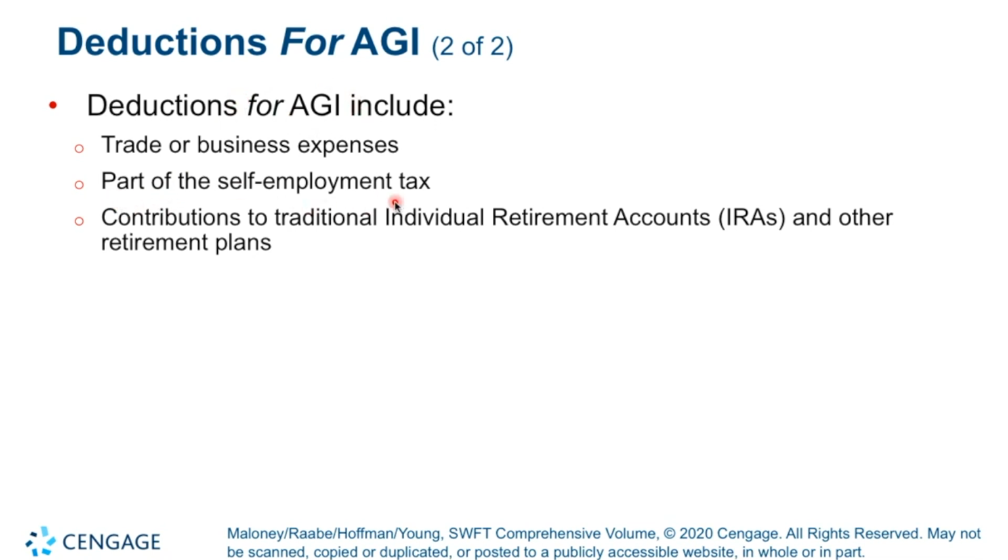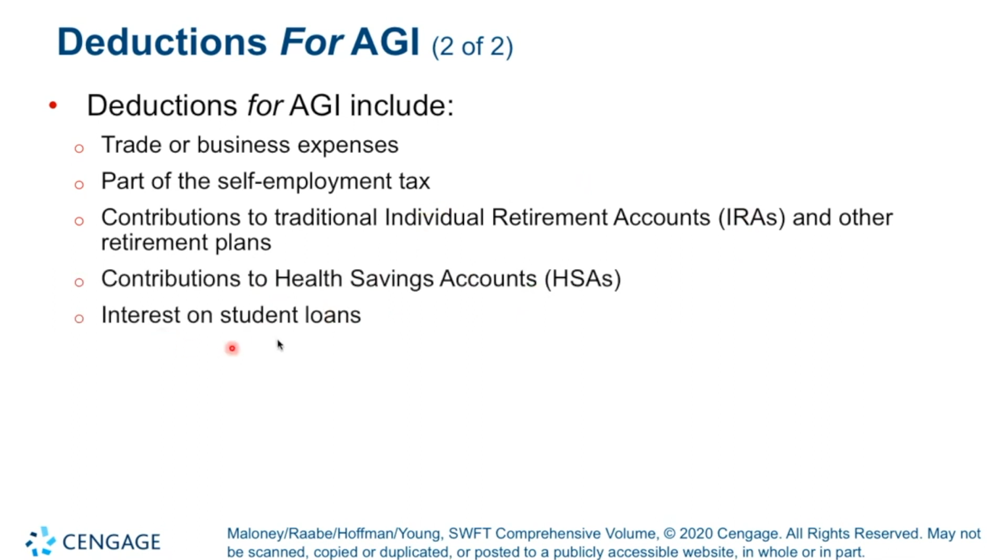So part of self-employment taxes, 50% of self-employment taxes, are deducted for income tax. Contributions to a retirement plan, IRAs though, not Roths. Only IRAs you get a deduction for. Health savings accounts, interest on student loans, and note that there are limitations for all of these and more rules, but we're going to go over them more generally right now. Excess capital losses, that's a new one. Certain alimony payments.